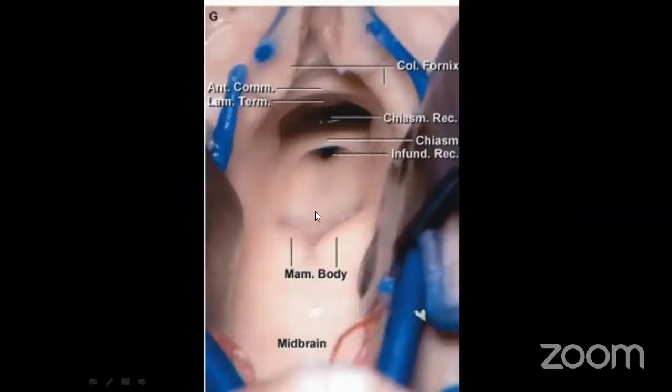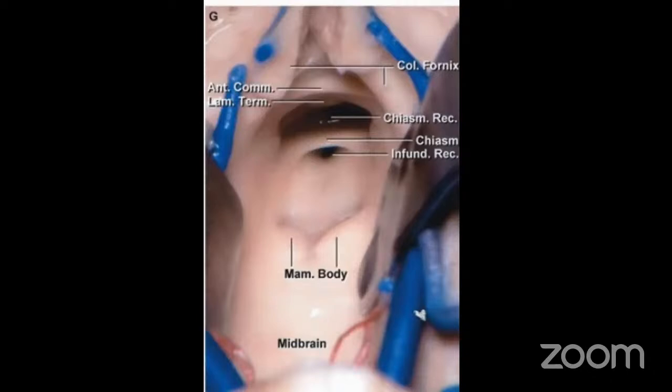midbrain. So this is the region just anterior to the mammillary bodies, is the region where we perforate the floor of the third ventricle during an endoscopic third ventriculostomy to communicate it with the cistern and allow drainage of the third ventricle. So this is important from an exam point of view. They will ask you where to perforate the third ventricular floor.